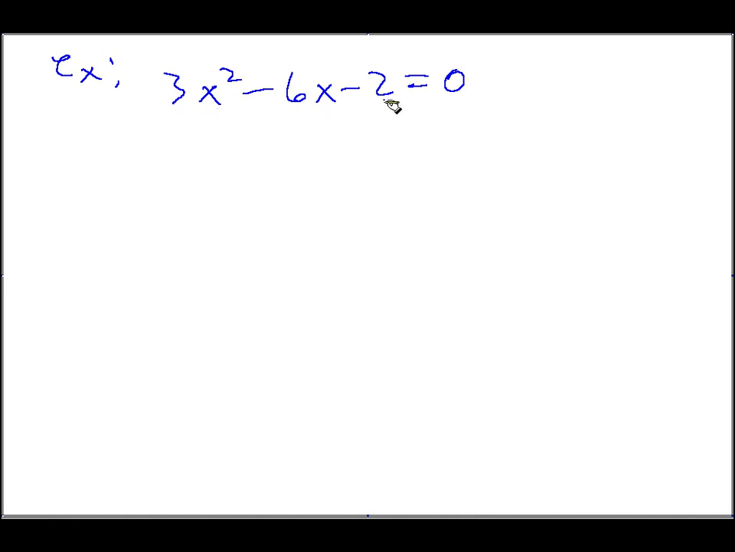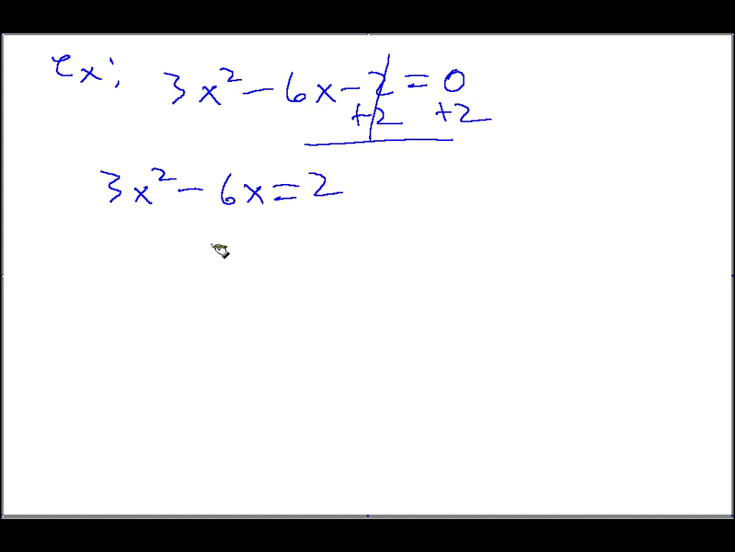Well, first thing we're going to do again is get the constant term to the other side. I'm going to add 2 in this case. So I get 3x squared minus 6x is equal to 2. Now, to complete the square, the x squared coefficient must always be 1. So let me make a note of that: make the x squared coefficient a 1. Turn it into a 1. In other words, make this 3 into a 1.